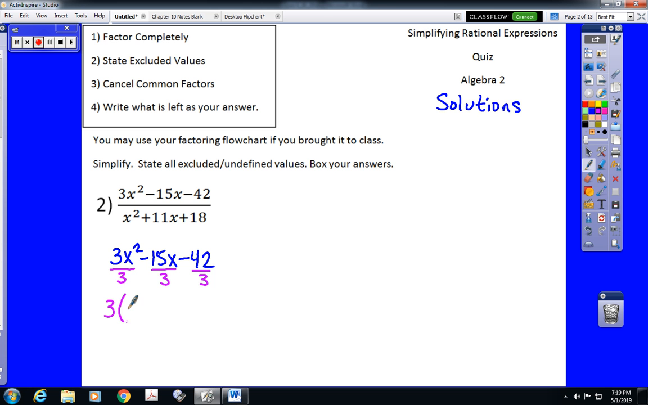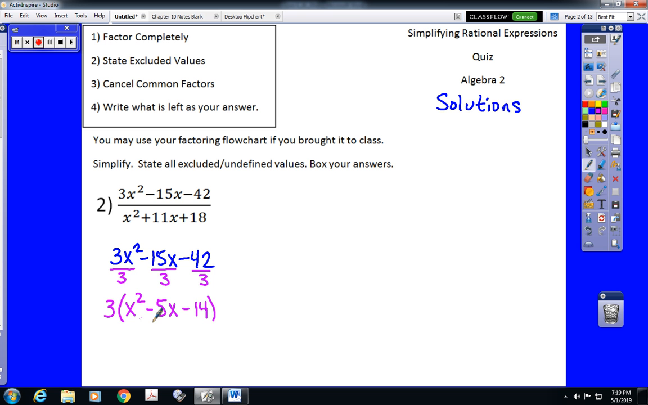Now when we factor it out, it does not just disappear. What happens is it moves out in front of a set of parentheses. We are basically undoing distribution. So we would have 3 times the quantity. We would divide each term by 3. So 3x squared divided by 3 is x squared. Negative 15x divided by 3 would be negative 5x. And negative 42 divided by 3 would be negative 14.